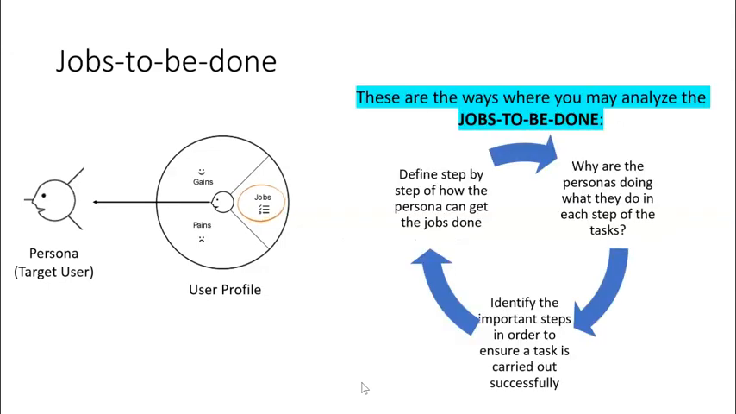So these are the ways where you may analyze the jobs to be done. First, define the step-by-step of how the persona can get the jobs done. Next, why other personas are doing what they do in each step of the task. Finally, identify the important steps in order to ensure a task is carried out successfully.